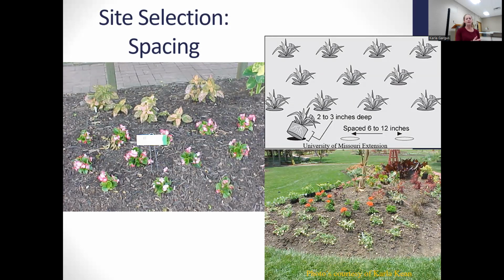But again, the idea is that at maturity, and this bed is not matured yet, but in a couple months, all those plants will be mounded. They'll cover that soil area. They'll be big and nice and pretty, but they won't be just like dash, dash, dash right on top of each other.